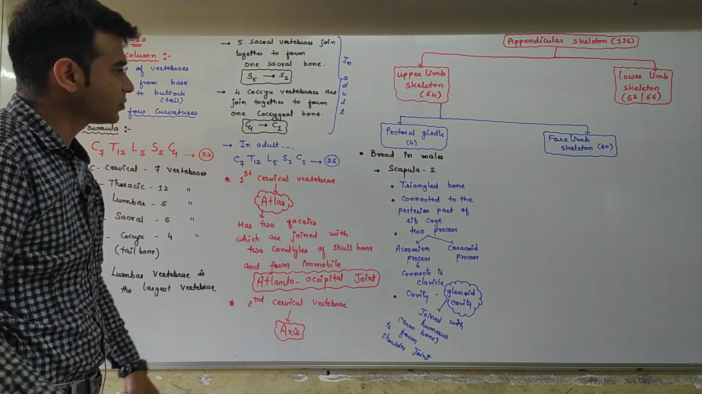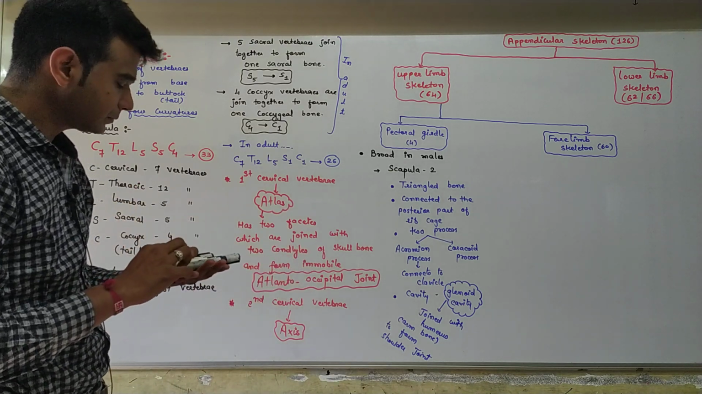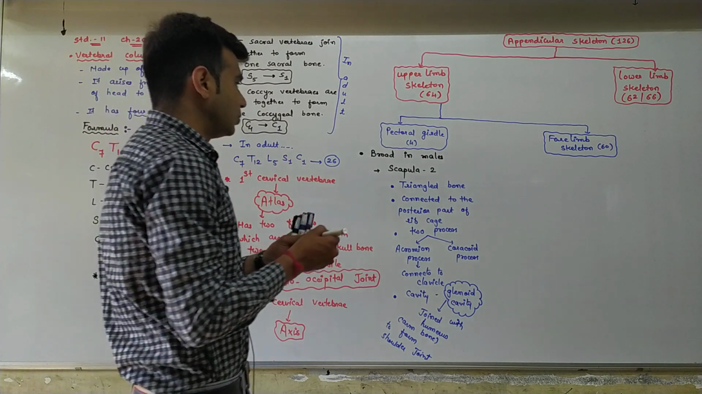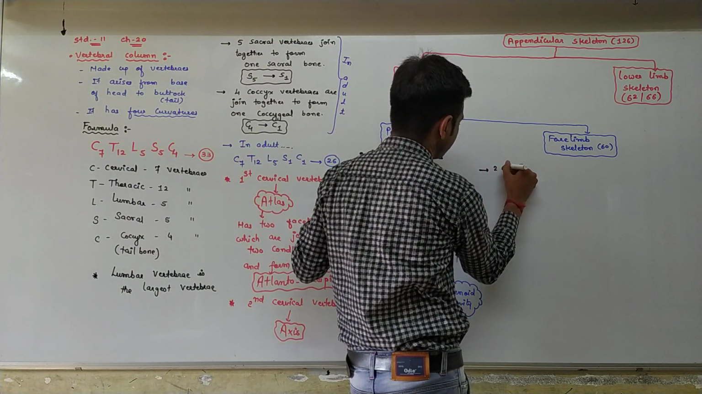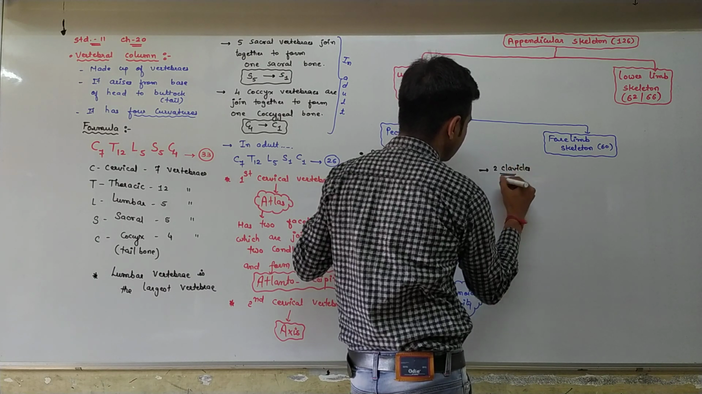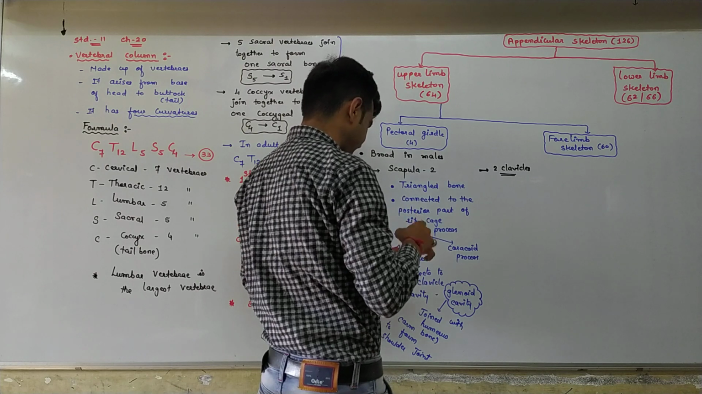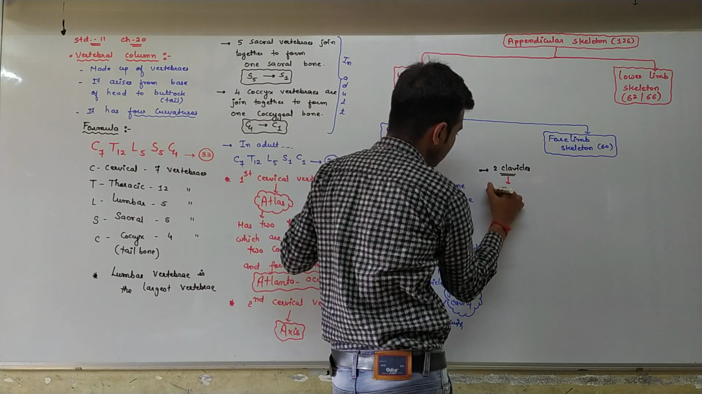And how is the shoulder joint formed? So here we have two scapulae. Now we have two clavicles. Clavicles are S-shaped bones, with two curvatures.